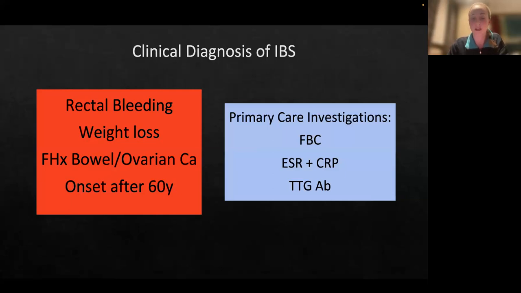Really look at the age of the patient. Are they much younger, in their 20s, or 65? You're thinking quite different things, but it's always good to keep the red flags in the back of your mind and make sure you're getting them in the history.